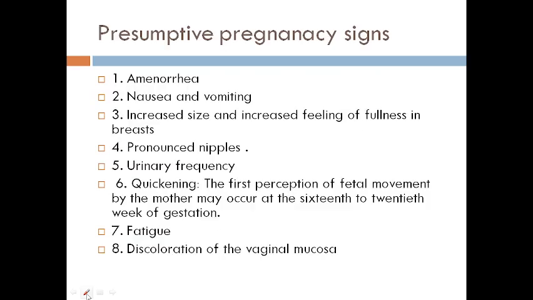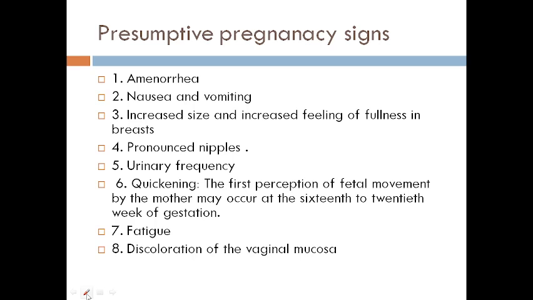There are three pregnancy signs: presumptive signs, probable signs and positive signs. So what are the presumptive pregnancy signs? The first sign is amenorrhea, loss of regular periods, nausea and vomiting, increased size and increased feeling of fullness in breasts, pronounced nipples, urinary frequency, quickening.